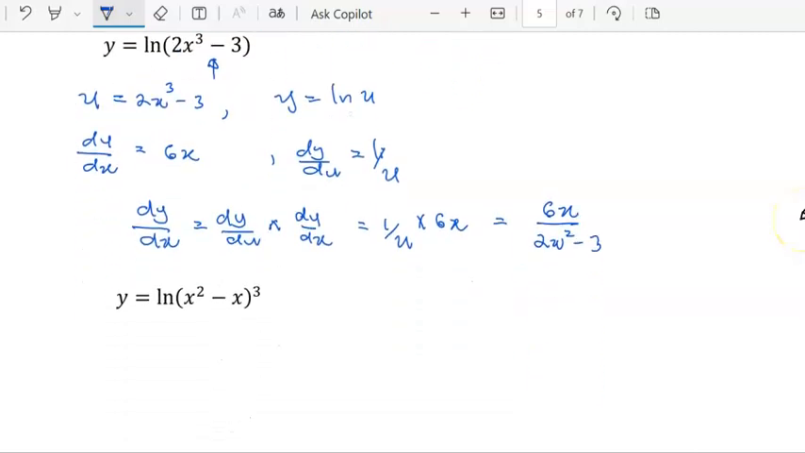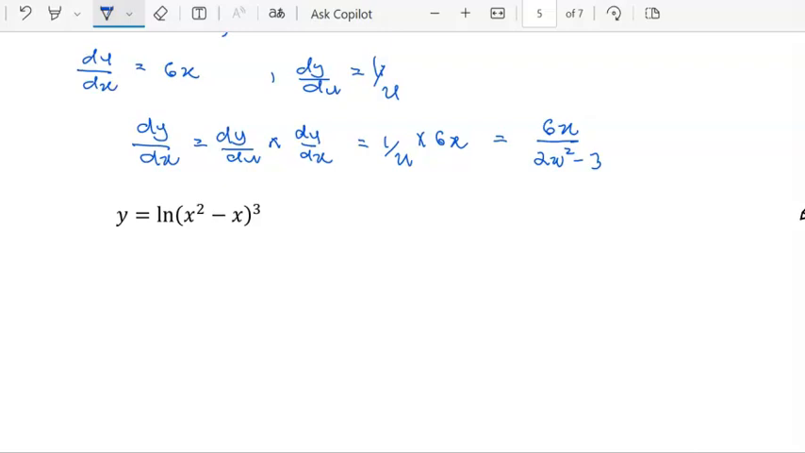I have one more. It is interesting. Now, one more here. What you're going to do is apply the laws of logarithms first, because of the 3. So you're going to write y equals 3 outside, and then I have natural log of x squared minus x.